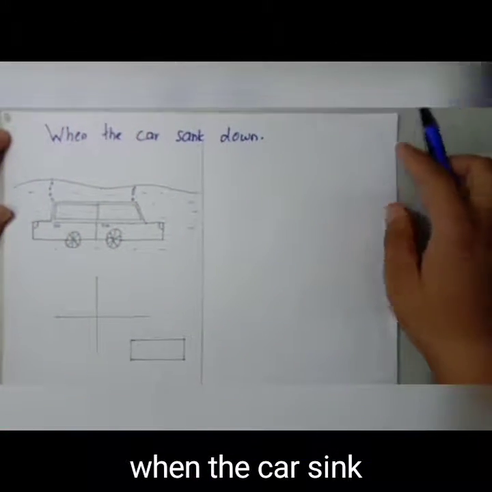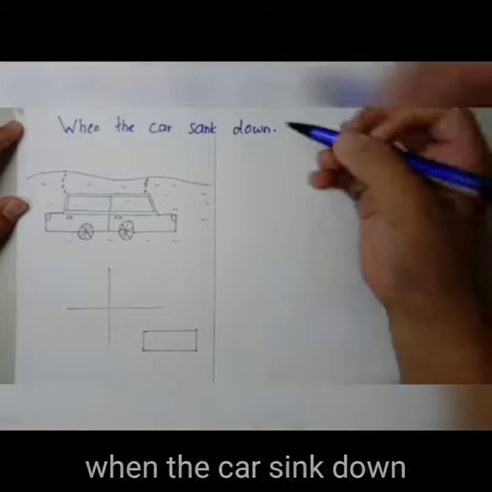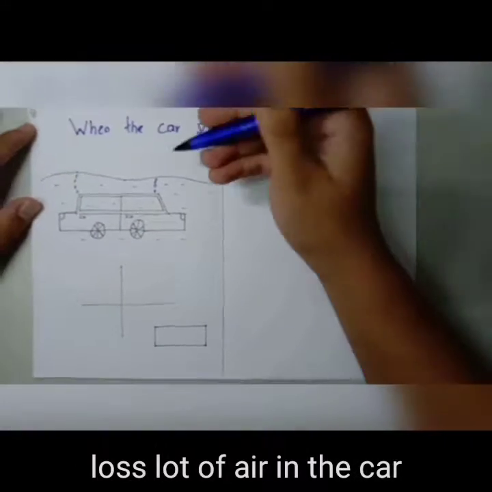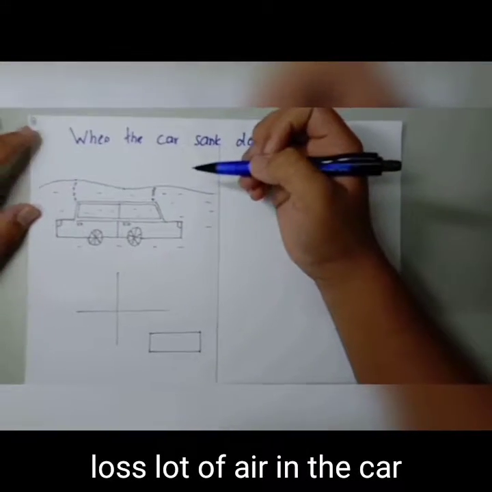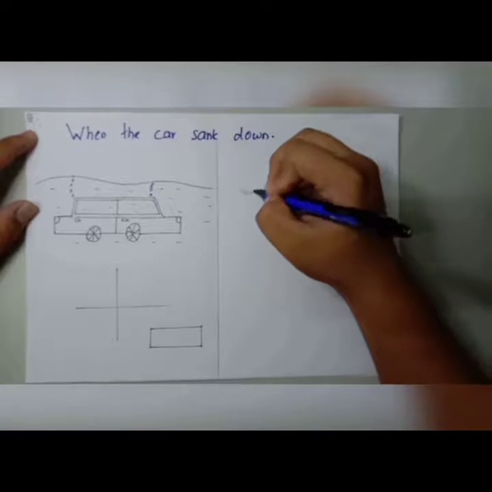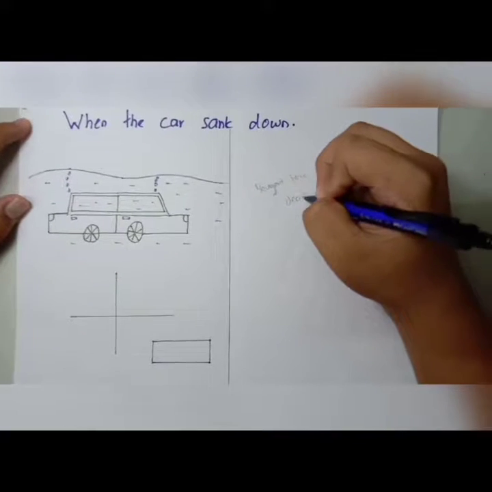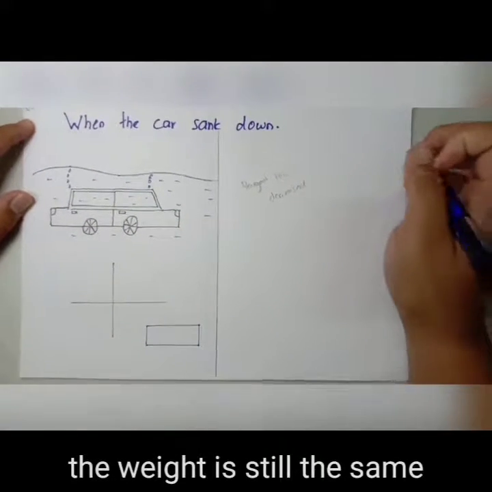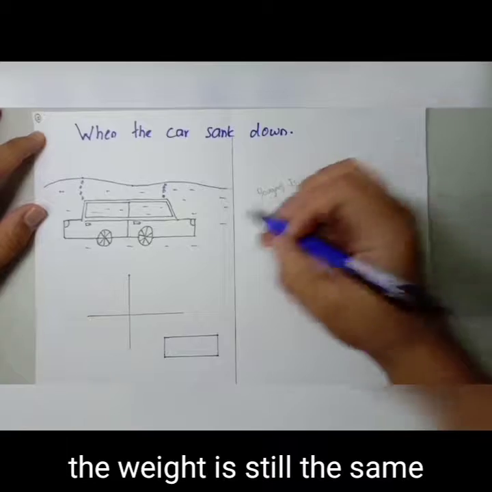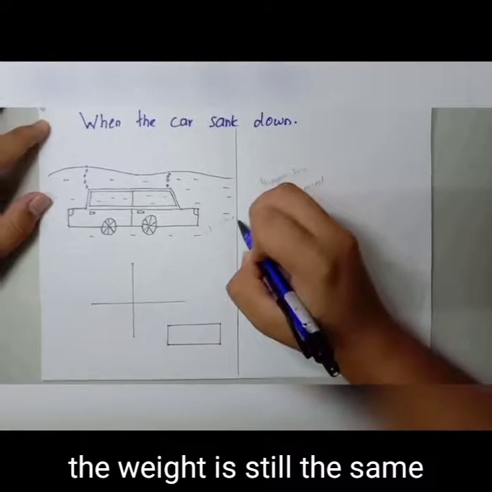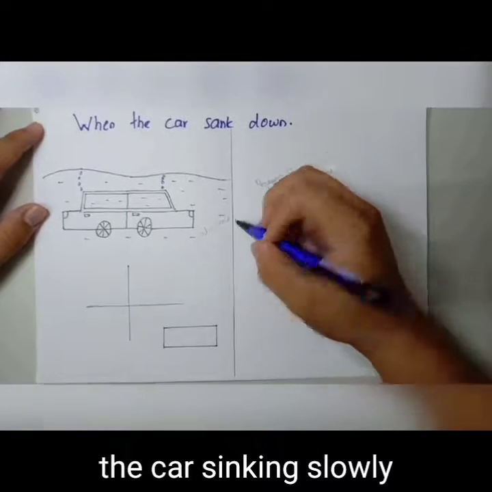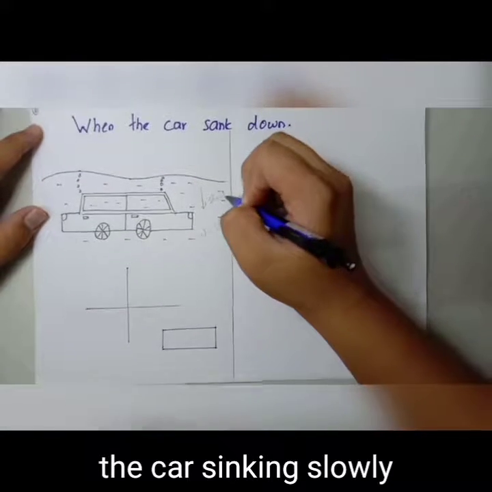Now focus on when the car sank down. Basically, when the car sank down, it lost lots of airspace in the car, so the buoyant force is decreasing. But the weight of the car is still the same. Therefore the car sank at a relatively slow speed, slowly sinking.